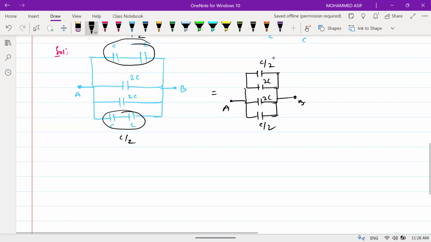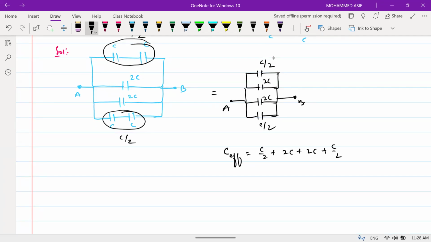Now all of them are in which combination, beta? Parallel combination. C effective will be equal to how much, beta? C by 2 plus 2C plus 2C plus C by 2. C by 2 plus C by 2 is nothing but C. C plus 2C plus 2C will be equal to 5 times C. That is equal to 5 times, C is how much for me? 2. 5 twos are 10. So 10 microfarad will be the answer.